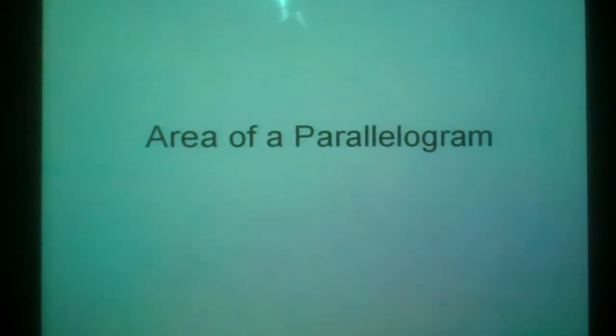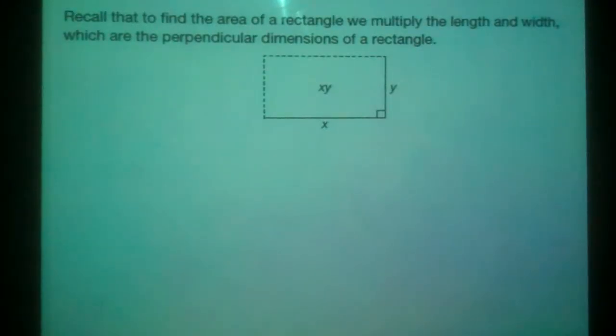So first let's dive into this, and we want to recall, because this will build us up to the parallelogram. To find the area of a rectangle, we multiply the length and the width, which are the perpendicular dimensions of a rectangle. Perpendicular means they come to a right angle with each other. So to figure out the area of this, it would be x times y, or length times width.